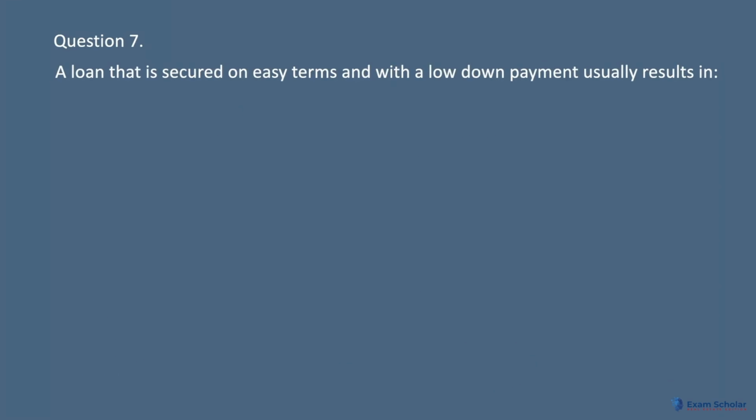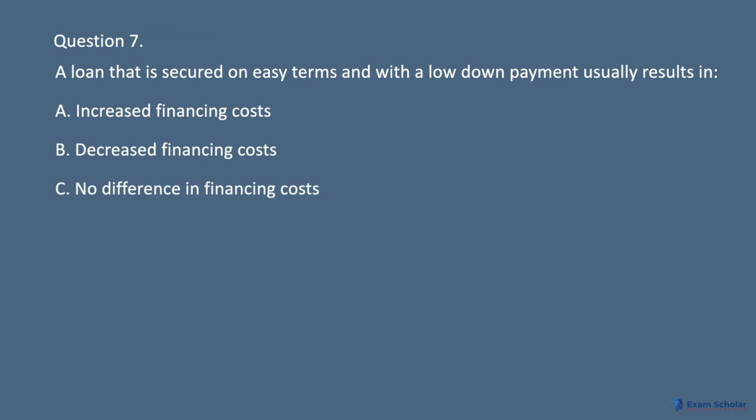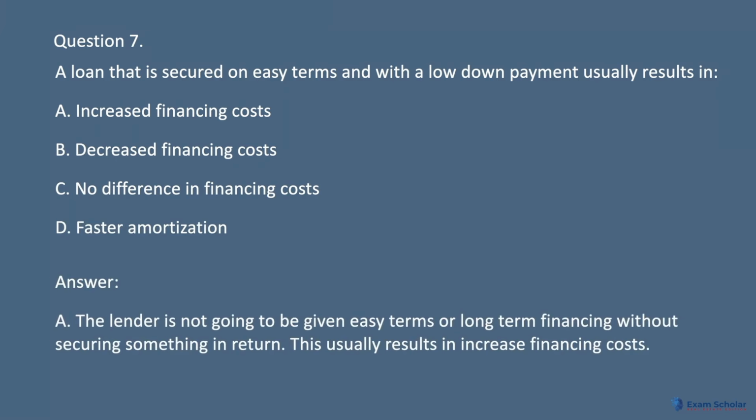Question 7. A loan that is secured on easy terms and with a low down payment usually results in A. Increased financing costs. B. Decreased financing costs. C. No difference in financing costs. D. Faster amortization. Answer. A. The lender is not going to give easy terms or long-term financing without securing something in return. This usually results in increased financing costs.